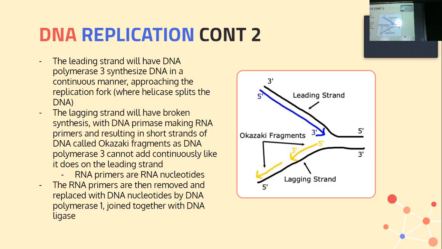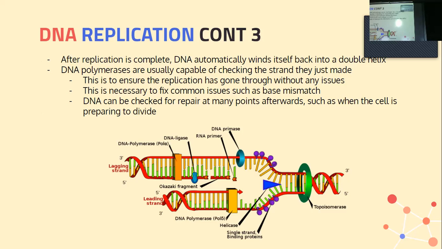Eventually, I should also clarify that RNA primers are RNA nucleotides. Eventually, these RNA primers are removed and replaced with DNA nucleotides by DNA polymerase 1, and they're joined together through the phosphate backbones by DNA ligase. After replication is complete, DNA automatically lines itself back into a double helix, and DNA polymerases are usually capable of checking the strand they just made for mistakes. This ensures that replication has gone through without any issues, which is integral because DNA holds all the genetic information. This is necessary to fix common issues such as base mismatch, and DNA can be checked for repair at many points afterwards, such as when the cell is prepared to divide in the cell cycle.